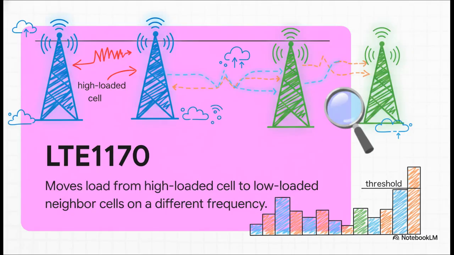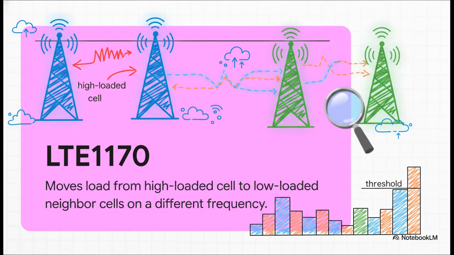So what exactly is it? Well, the crucial thing here is the definition itself. LTE 1170 is a network feature that builds on top of previous capabilities. Specifically, it extends the intra-eNB load balancing of an older feature called RL40. Its whole job, its entire purpose, is to move incoming load from a highly loaded serving cell over to low-loaded neighbor cells that are operating on an entirely different frequency.